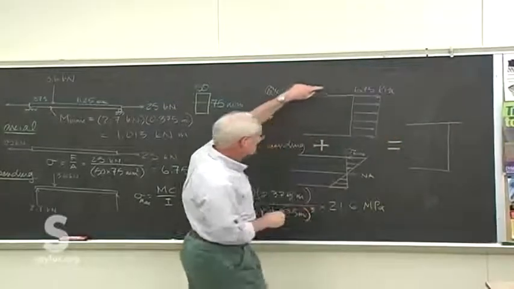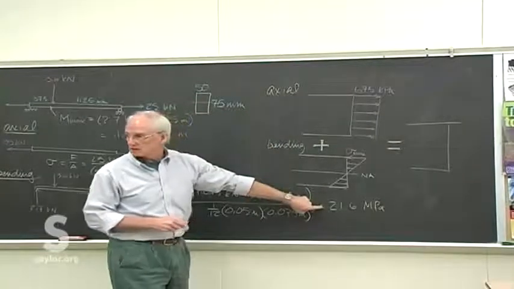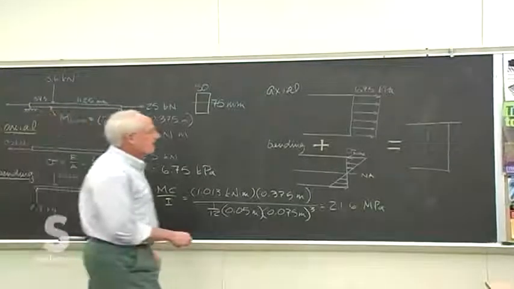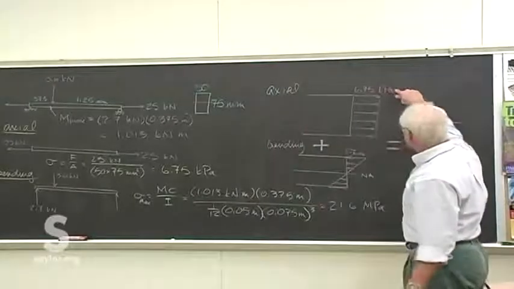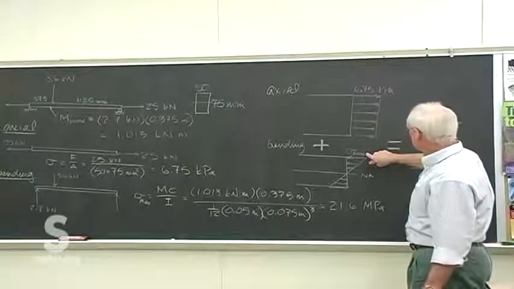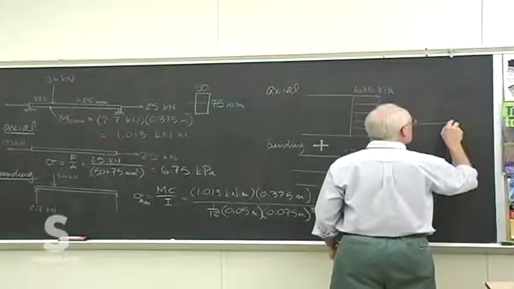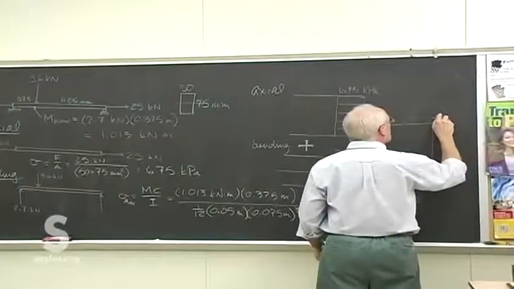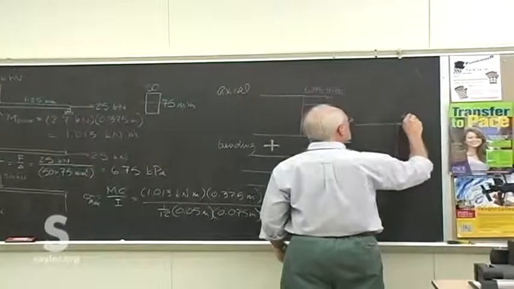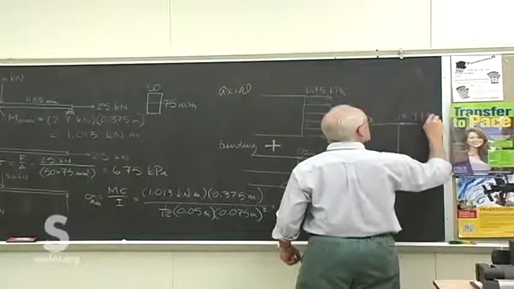What's 6.75 minus 21.6? 15 something. 6.75 in tension and a maximum of 21.6 in compression on the top. So at the top of the beam, we have a compression of 14 point, what, 8.5? We'll call it 14.9 kilopascals.